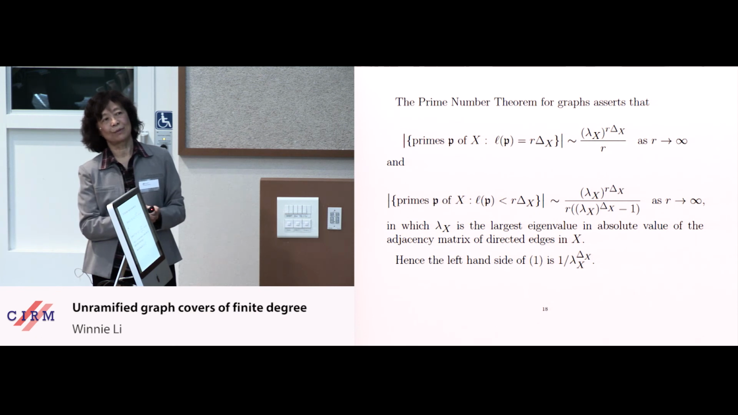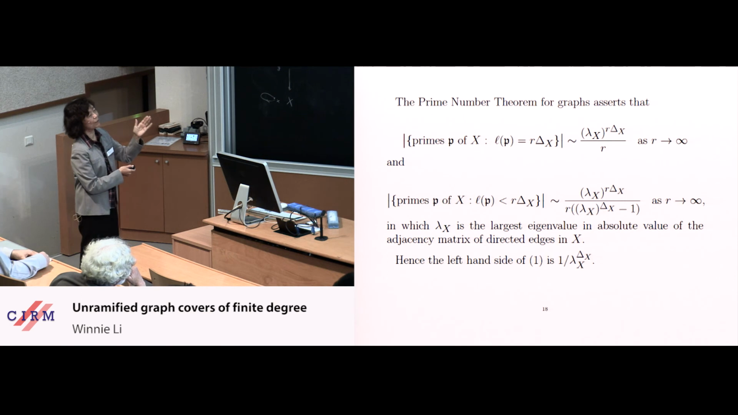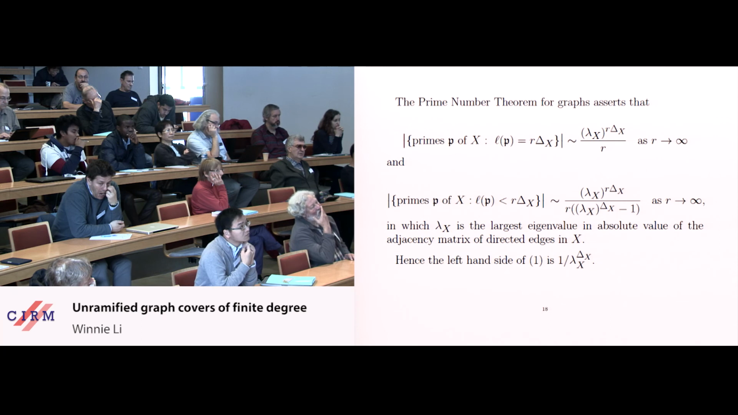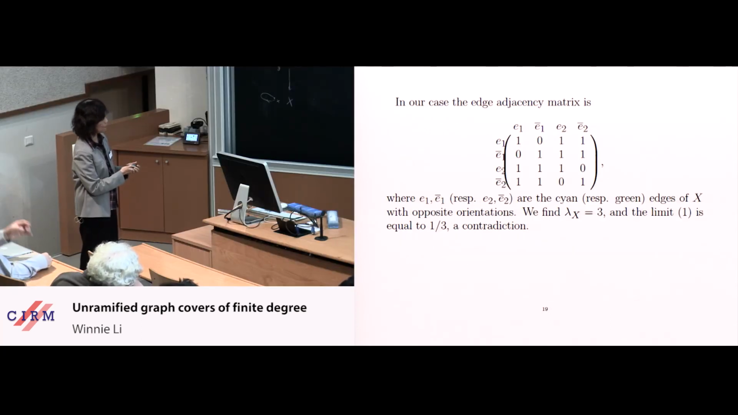And the question is, what is lambda x? As I said before, this 1 over lambda is the first pole of the zeta function. Another way to see this lambda x is that you look at the edge adjacency matrix, and it's the largest eigenvalue in absolute value.